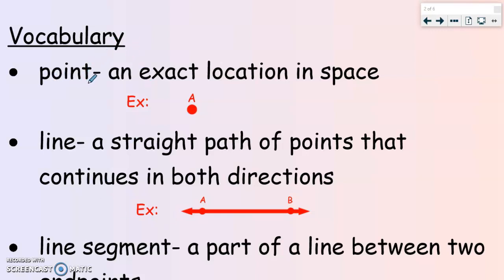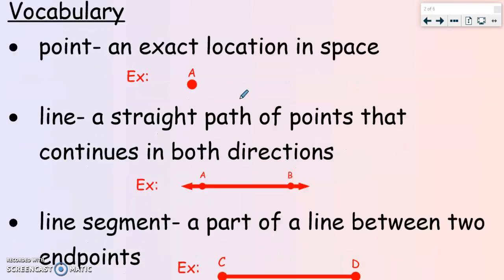The first word is point, and a point is just an exact location in space. It pretty much just looks like a dot, and it'll always have a letter going with it. So we would call this point A.